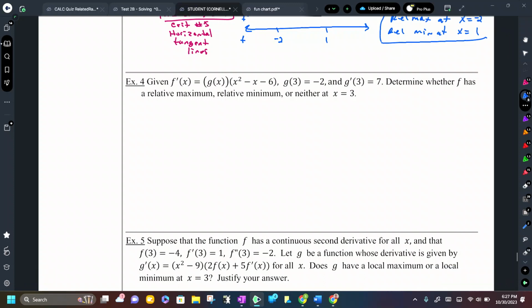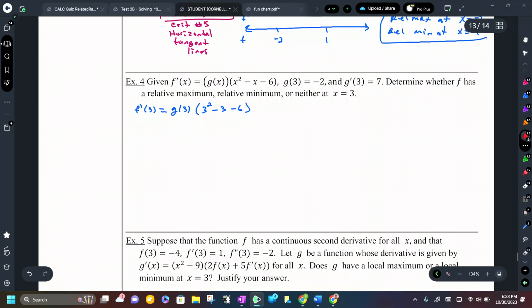So the first thing we need to do is evaluate this. We're going to take our f prime of 3, evaluate this at 3 because we need to see if it's equal to 0, if we have a horizontal tangent line there. So we start off with our g of 3, and then we're just substituting this in. We get 3 squared minus 3 minus 6.